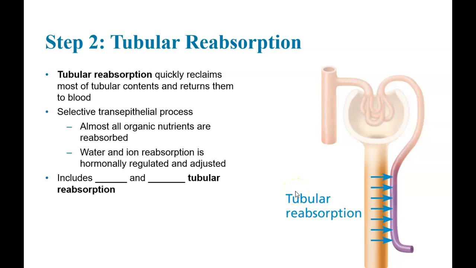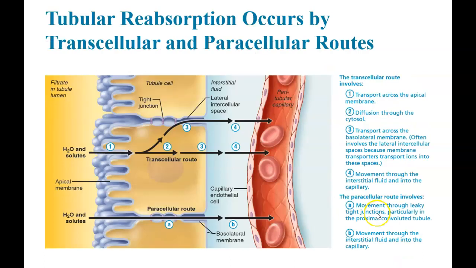Almost all of the organic nutrients are going to be reabsorbed. And also water and ion reabsorption is hormonally regulated and adjusted. So it includes active and passive tubular reabsorption. Tubular reabsorption is going to occur by transcellular and paracellular routes. Transcellular is when the water and the solutes move across the cells. Paracellular is when they move between the cells.